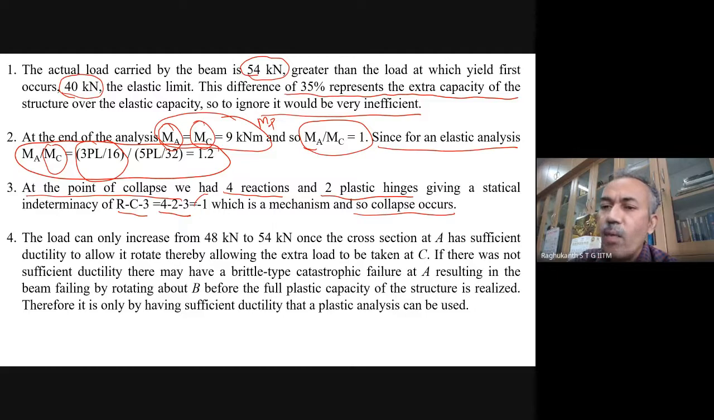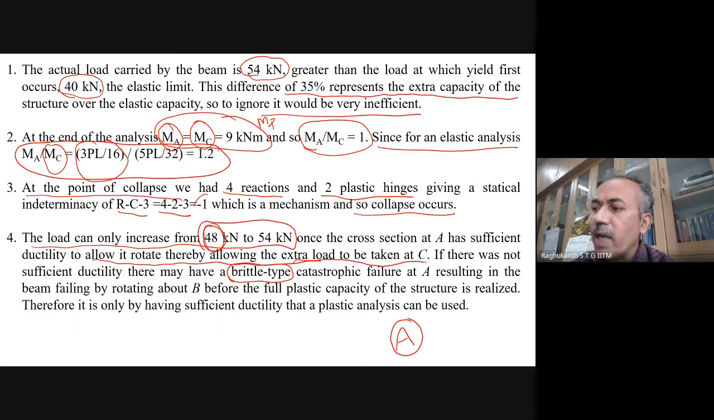One more important observation is when the load increases, say, from 48 to 54 kilonewtons. At 48, the first plastic hinge has been formed at A. Now, the main assumption is the material has sufficient ductility, and that is where ductility becomes very important. If there is no ductility, then you will have a brittle, catastrophic failure, basically. But since steel has huge ductility, it will allow this extra rotation, and it allows the extra load to be taken at C. So ductility plays a very important role here.